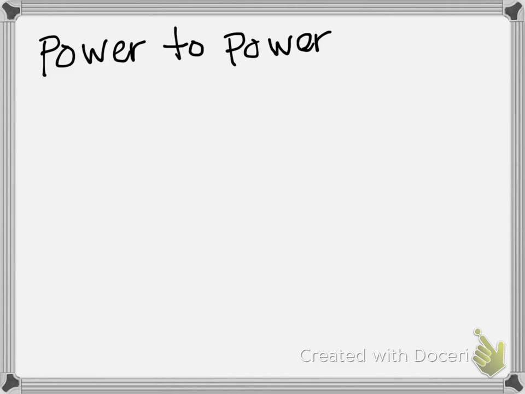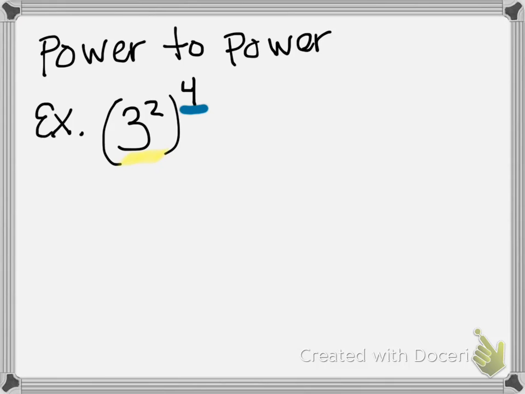The next section is called power to power. And again, I'll show you with numbers first. If I have 3 squared and I take it to the 4th power, this is different because I have a power and then I'm taking it to another power. So I'm going to write it out the long way and you look for the shortcut. So inside here, that means I have 2 3's. And then this part of it means that I have 4 sets of those. So I have 2 3's, and I have 4 sets of them.